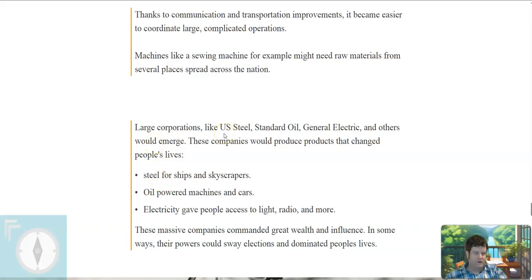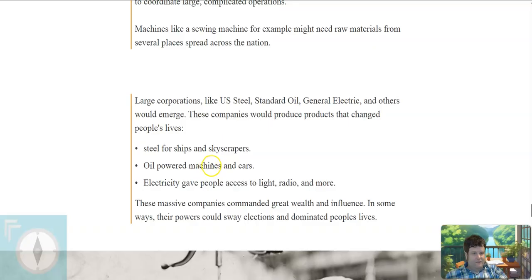Large corporations are going to dominate the American economy, such as eventually companies like U.S. Steel, Standard Oil, General Electric, etc. And these companies will have massive influence. We'll look at it later in the course, but some of that influence will also expand into politics. Corporations will take an active interest in how countries are run.